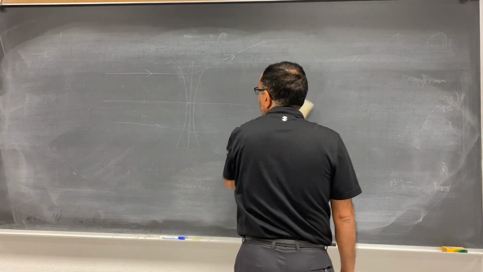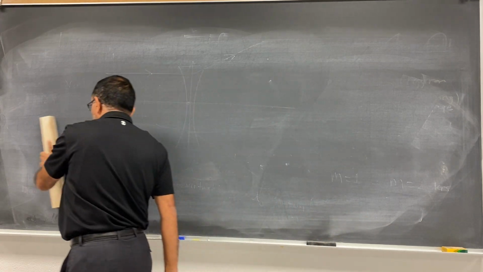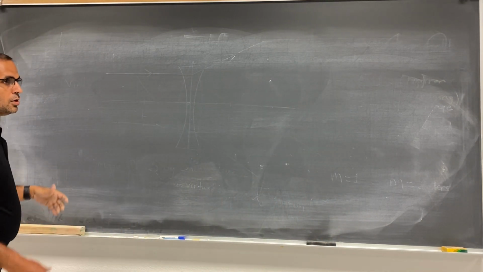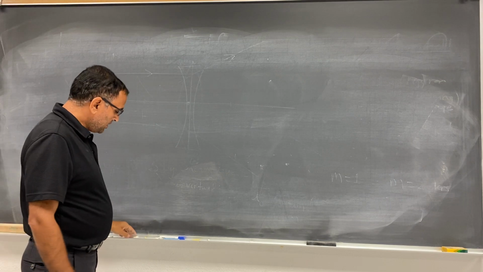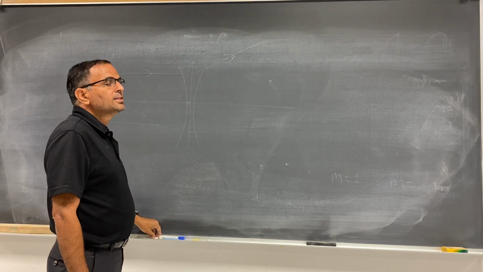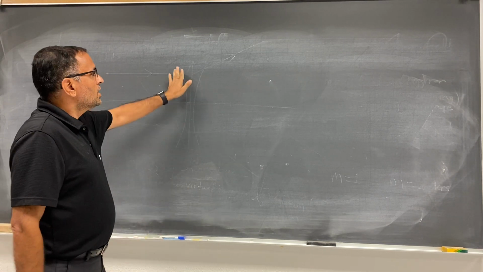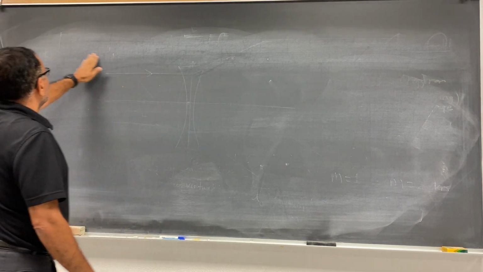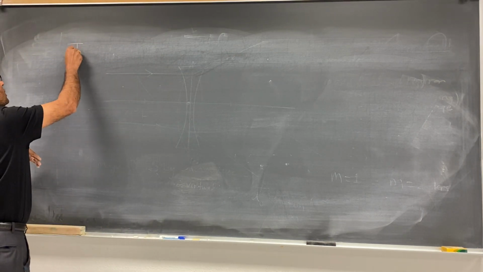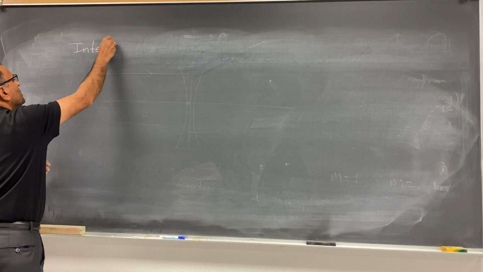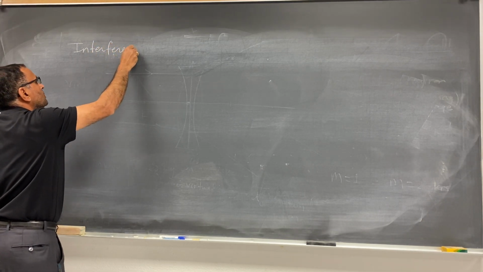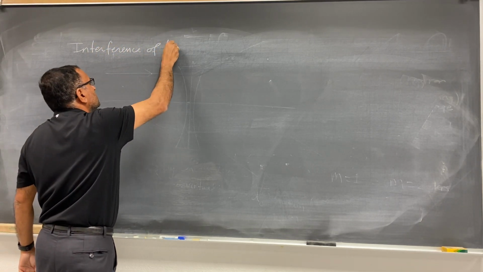So we talked about the spherical mirror, we talked about the lens, we talked about the critical angle, total internal reflection, refraction of light, Snell's law. Now I want to talk a little bit about the interference of light.